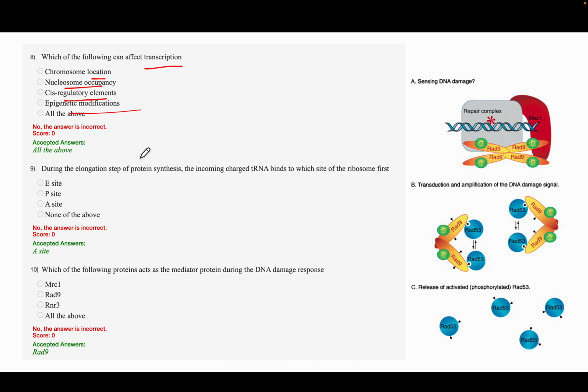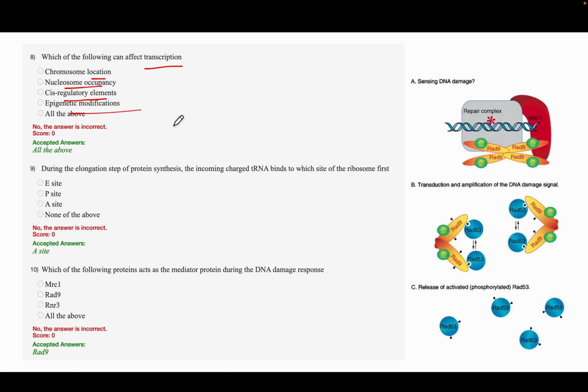So what should be the answer? The answer is all, because chromosome location can obviously affect transcription, because that is where transcription happens from DNA to RNA. Nucleosome occupancy, as we know there are several RNAs: rRNA, tRNA, mRNA. So if nucleosome occupancy is such that it's not able to produce the exact amount of rRNA, then it can also affect transcription.